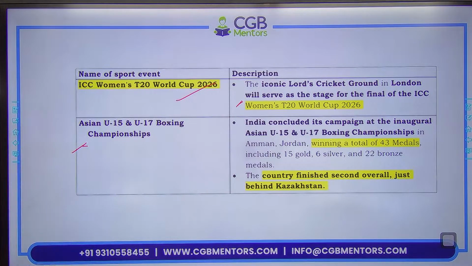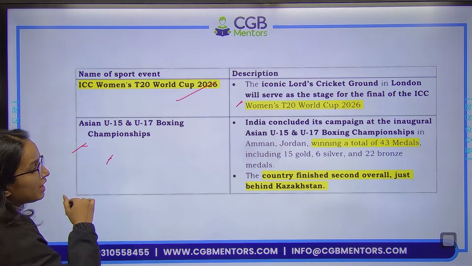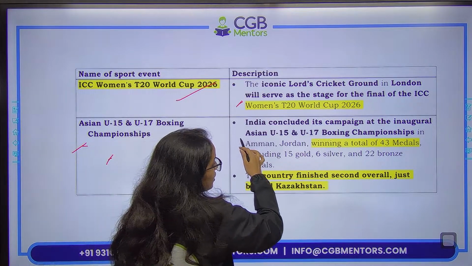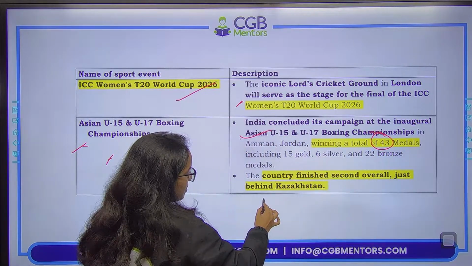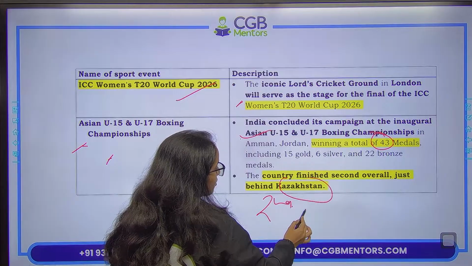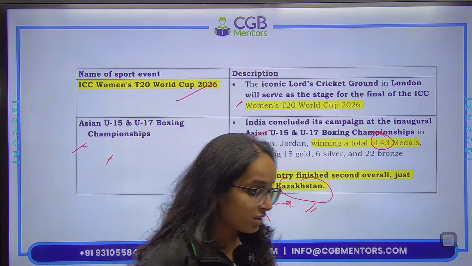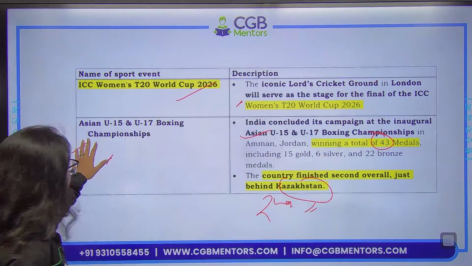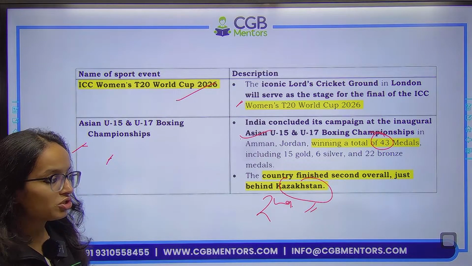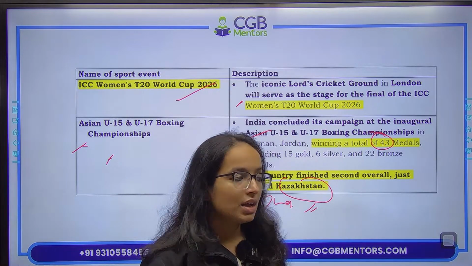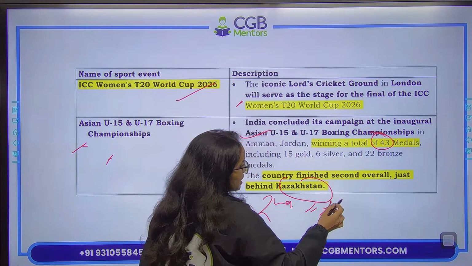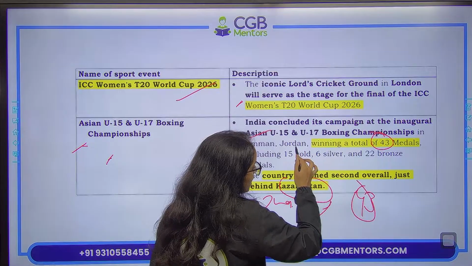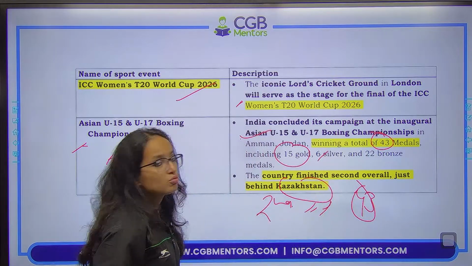Then next, in the Asian Under 15 and Under 17 Boxing Championship, India concluded its campaign at the inaugural edition with a total of 43 medals, coming in second place after Kazakhstan. Remember, India finished in second place after Kazakhstan. Kazakhstan won, and India won a total of 43 medals including 15 gold, 6 silver and 22 bronze medals.